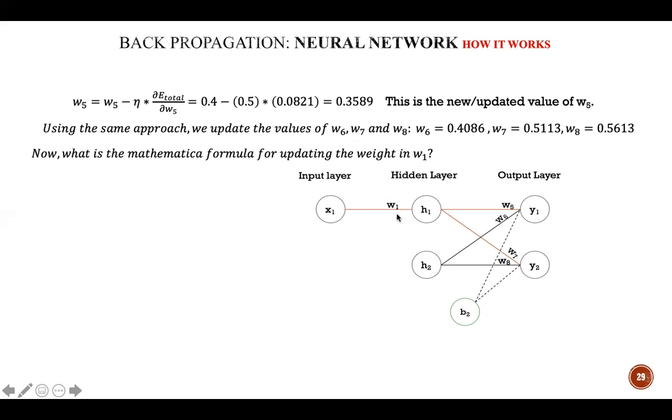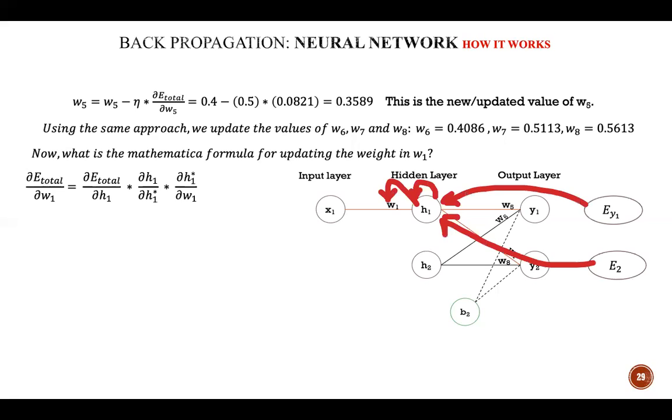Now I want to update this weight, which is in the previous layer. So remember what we need. I have total error, i.e. error in Y1 and error in Y2. So this should have been E2, or E of Y2. You backpropagate this into H1, and from H1 to H1 star, and from H1 star into W1. And the same thing from this other output.